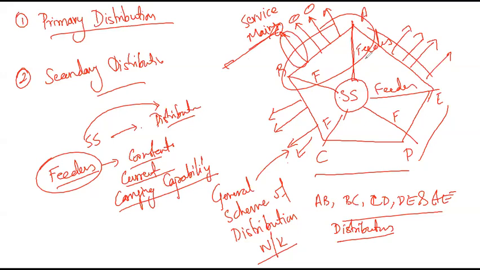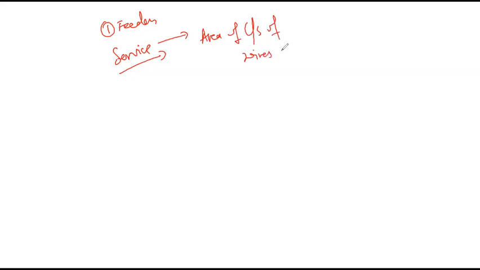So if you want to analyze the current carrying capability of this feeder and this service mean, you'll be having the current carrying capability of a feeder to be higher when you compare it with the service mean there. So those are the important points that you need to remember once you have the feeder and the service means being present there. The area of cross section of the wire is less when you compare it with the feeder.